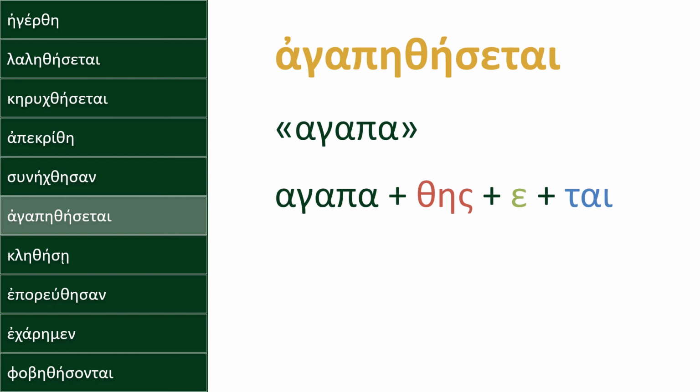Agapethesete. Future passive indicative, third person singular from agapao, meaning he, she, or it will be loved. The root is agapa. The formation is from the tense stem agapa plus the future tense formative thes, connecting vowel epsilon, and third person singular ending te. Agapethesete.